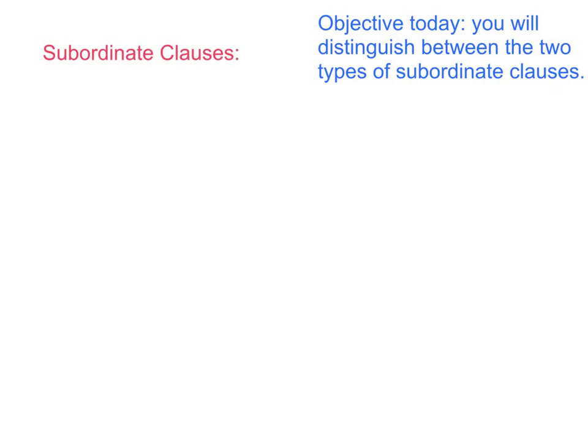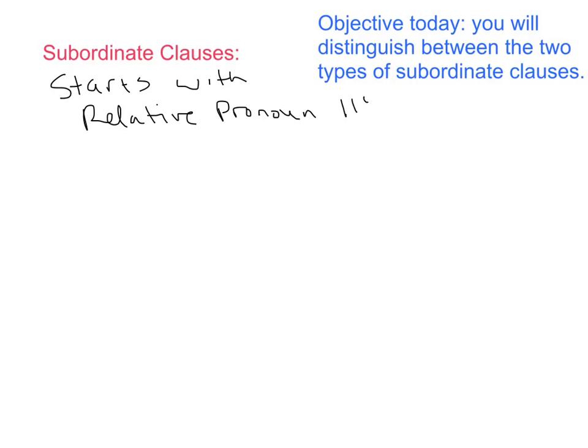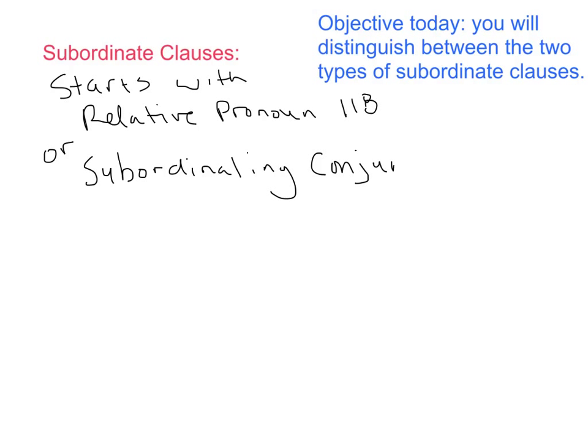But we need to start off again with our wonderful, beautiful subordinating clauses. Now, a subordinating clause, again, starts with one of two things: either a relative pronoun. Now, there's 5 of those, right? And that is on page 118. If you look at 118, that'll help you. Or a subordinating conjunction. And if you use our book, that's page 121.